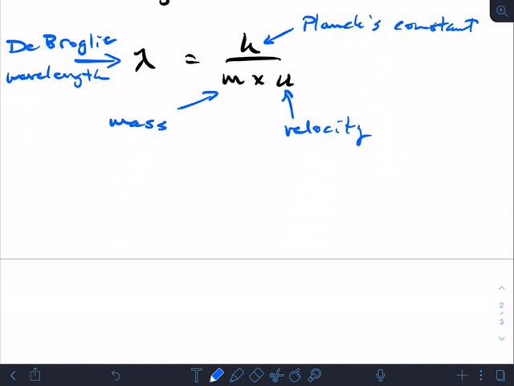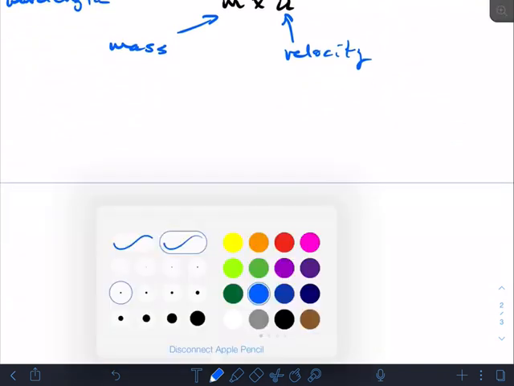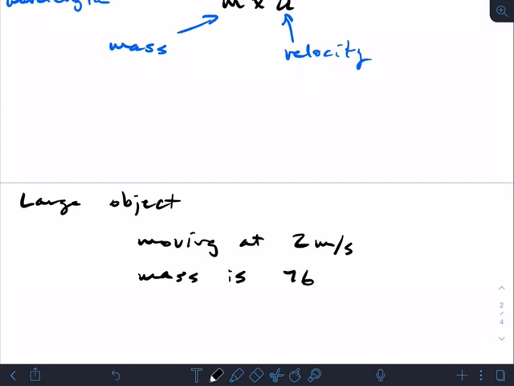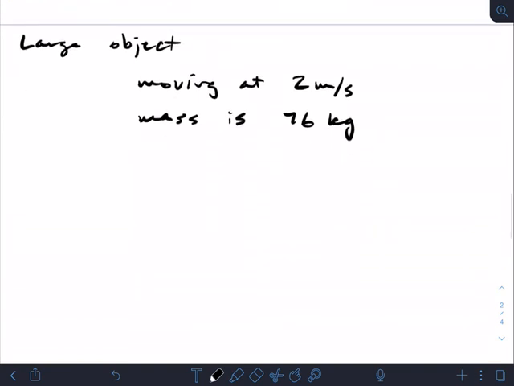So let's think about something that is sort of macro, okay? So let's talk about a large object. Something like me, for example, as a human being. All right. So let's say that I am moving at 2 meters per second. And my mass is 76 kilograms. Okay? So let's see what my wavelength is.